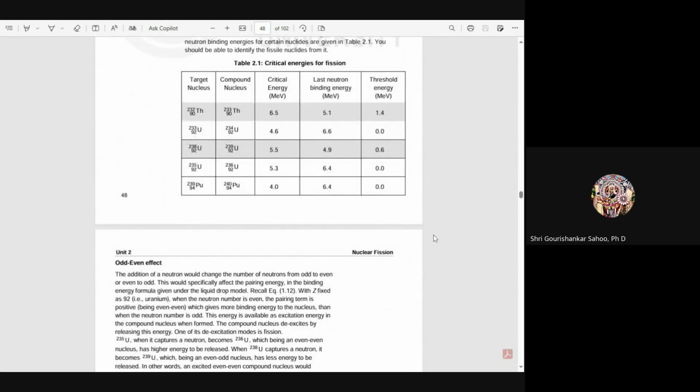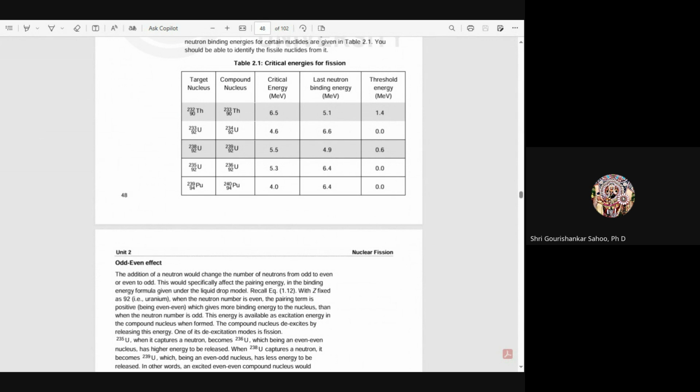So if the target nucleus is thorium 232 (Th 232, 90), then the last neutron binding energy will be 5.1, critical energy will be 6.5, and the compound nucleus will be thorium 233 (Th 233, 90), and the threshold energy will be 1.4 mega electron volt. For uranium 233, your critical energy will be 4.6 mega electron volt, your last neutron binding energy will be 6.6 mega electron volt, and the threshold energy will be 0.